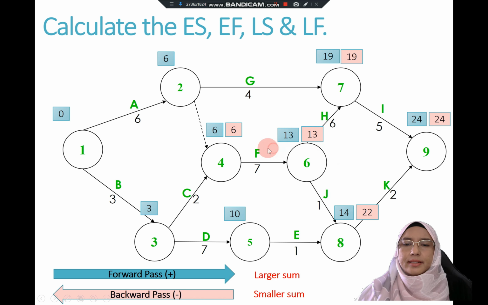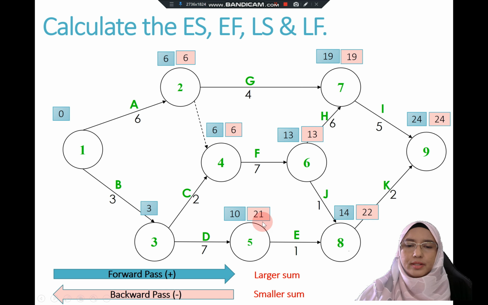So 13 minus 7 gives you 6, and 6 minus 0, again this is two values, either you consider 6 or you consider 19 minus 4. So you take the smaller number. So in this case 6 is the smaller number, and 22 minus 1 is 21, and 21 minus 7 is 4.